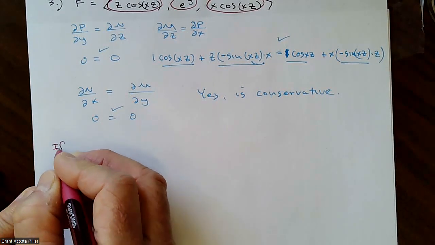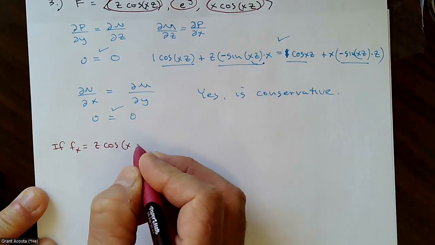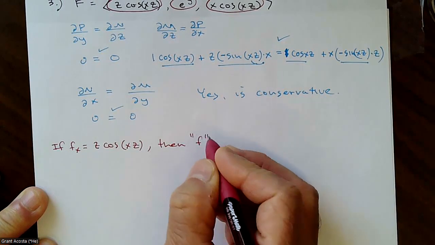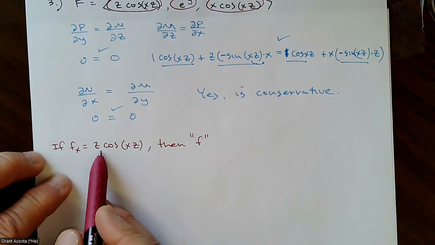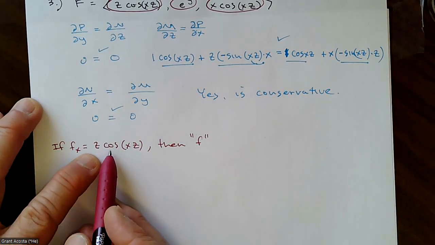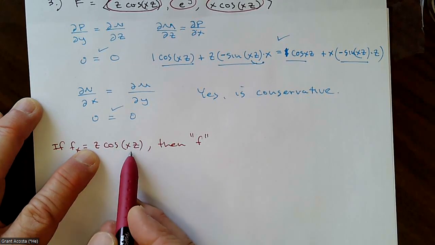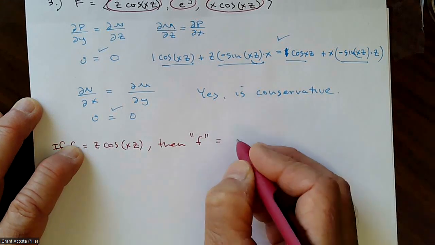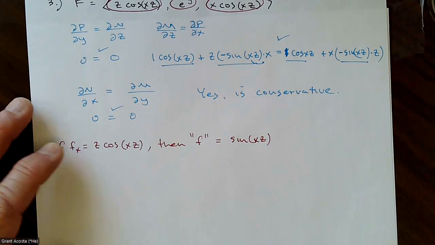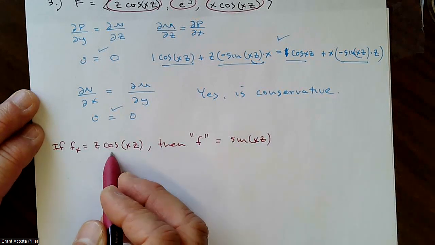So if f sub x is z cosine xz, then I'll do the same thing, quote unquote f. I'm integrating with respect to x, and now I'm just going to do it in my head. z's constant, so the antiderivative of cosine of xz would be sine of xz over z. So the z's are going to cancel, and I'm just going to get sine of xz. Check for yourself if you take the partial of this with respect to x that you get this.